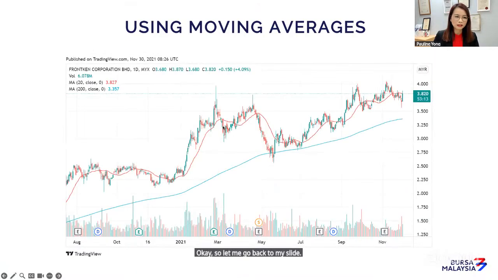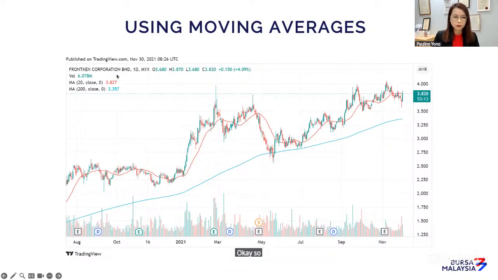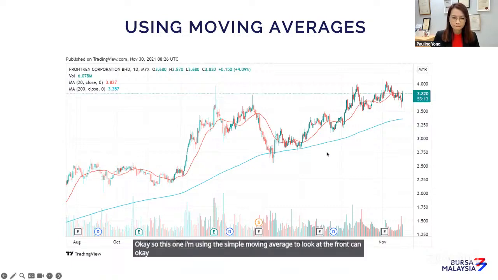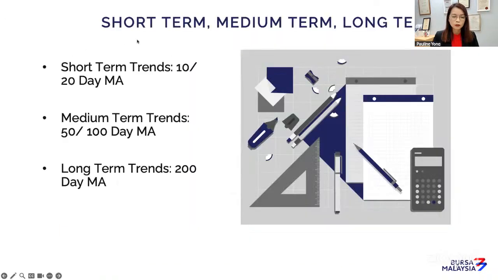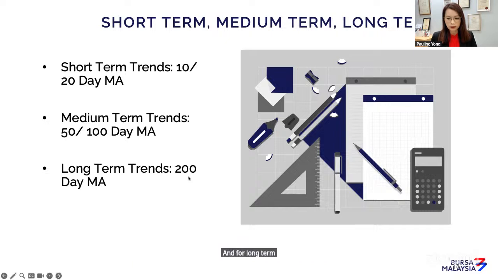Okay, so then you can see that this is the line. The 200 day is always very far away, and the 20 day is always close to the price. Here I'm using the simple moving average. Now the duration: for short term, normally the days are 10 days, 20 days. We consider 10 days and 20 days as a short-term trend line. The medium term is the 50-day, 100 days. This is a medium-term trend line. And for long term, it is normally the 200-day MA line.